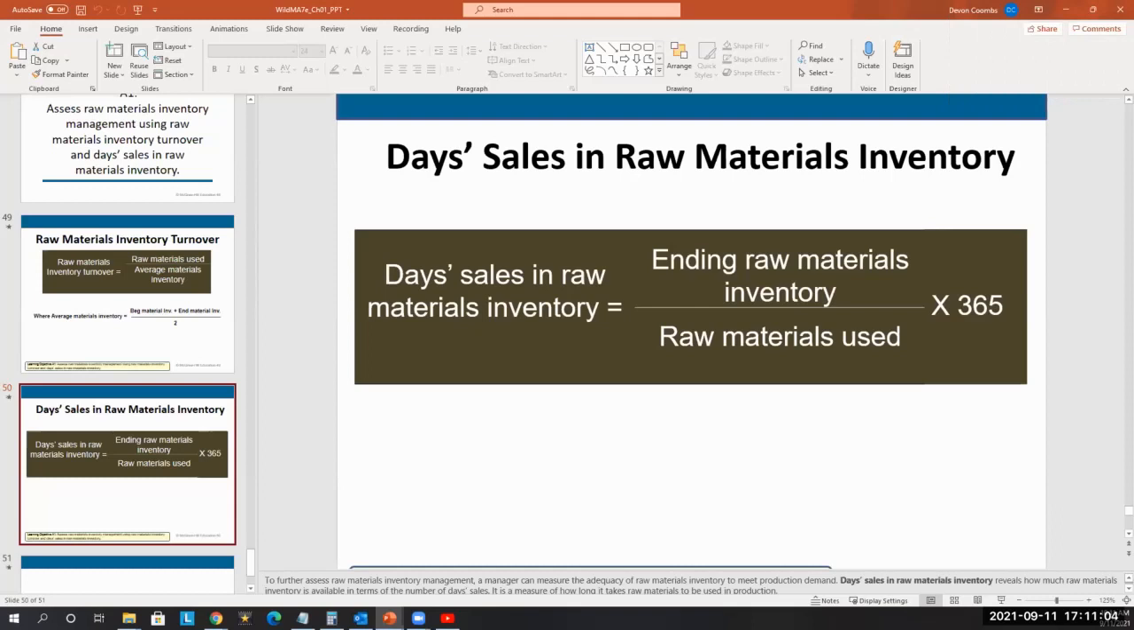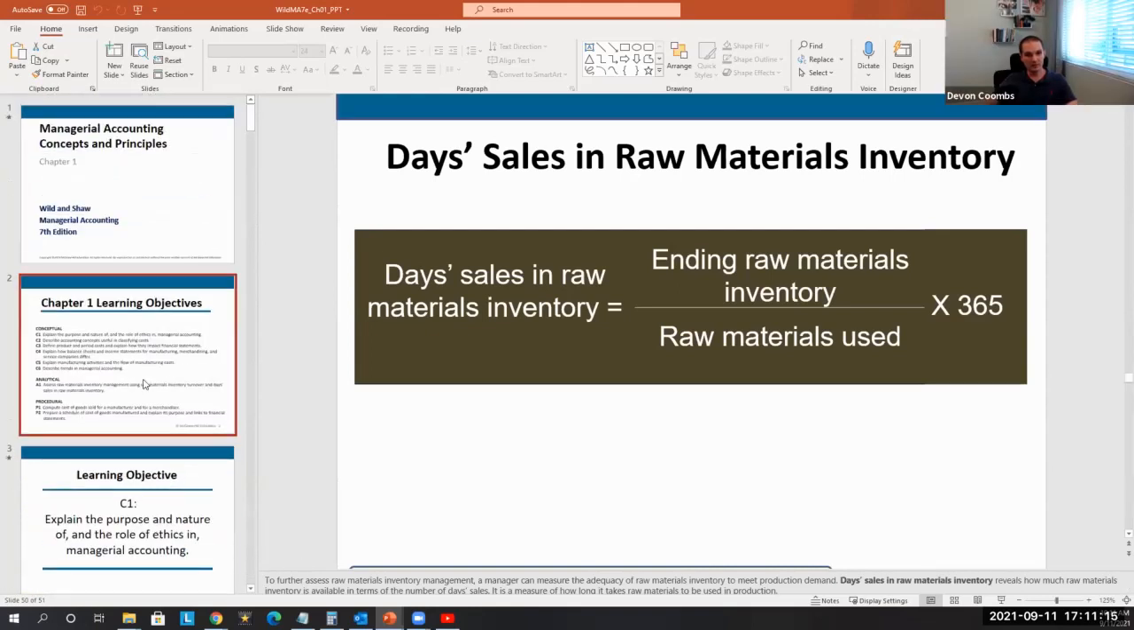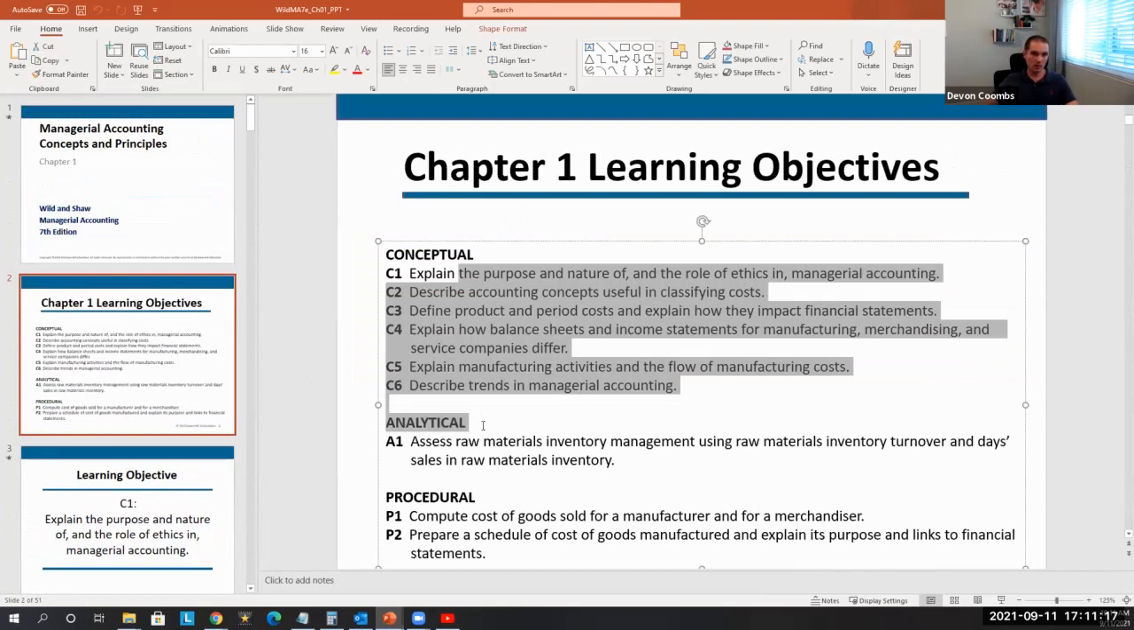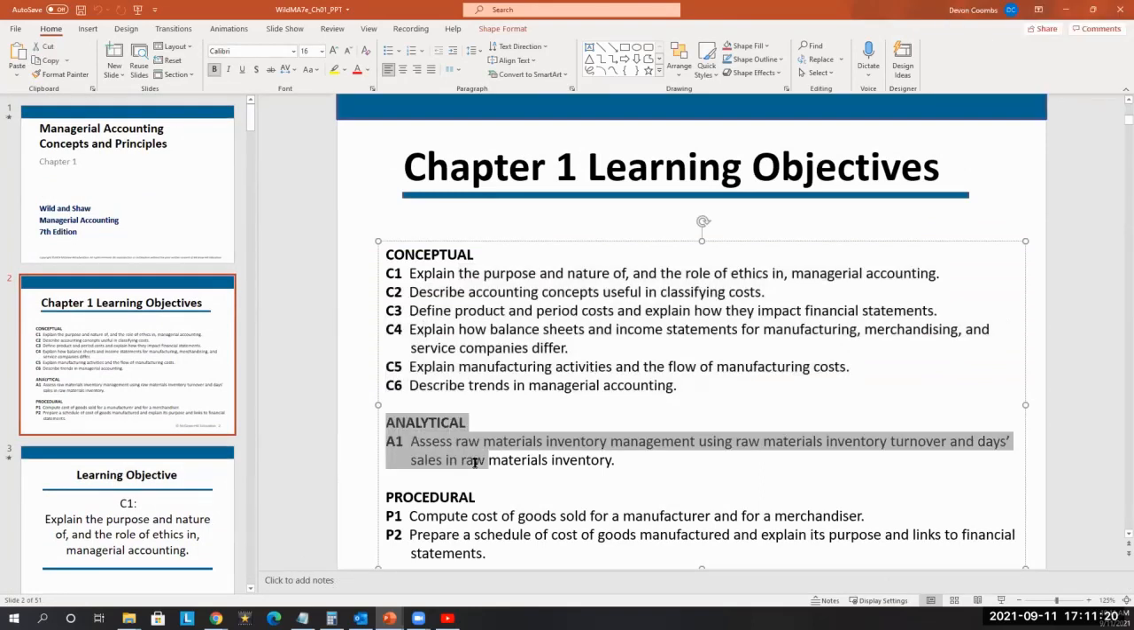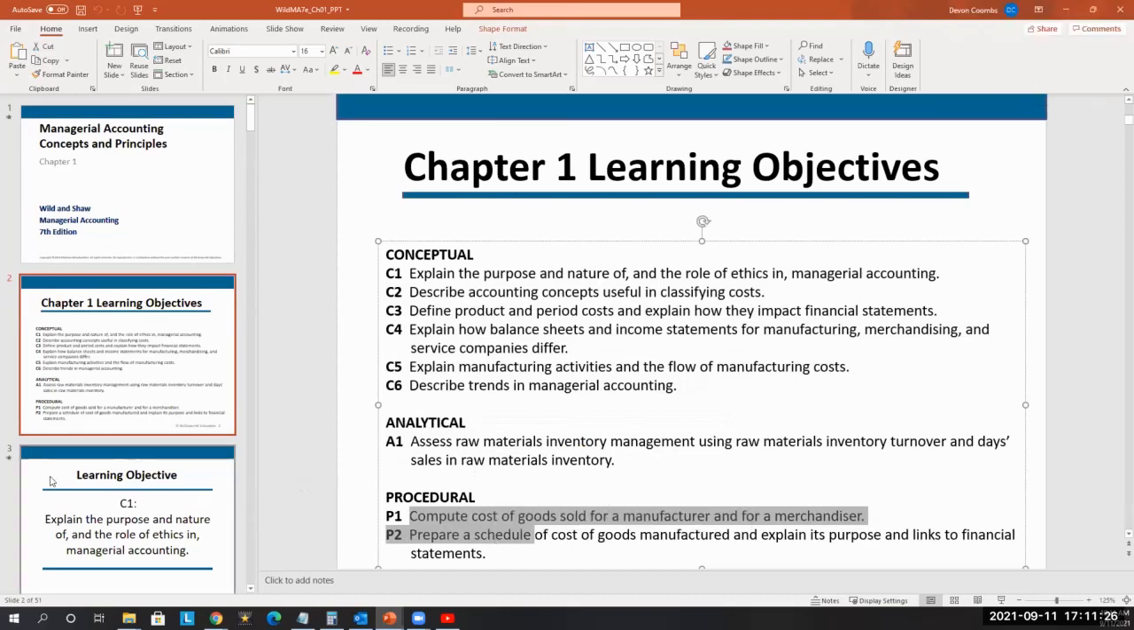Good questions. Julio? I just want to know, on your slides, you have C1, P1, and A1. What do those stand for? It just goes back to the learning objectives. Conceptual, so the concepts, then analytical, how to analyze, and then procedural, like in practice. Yeah, good question. Any other questions? Keep them coming. They can be about anything on these slides or the class.